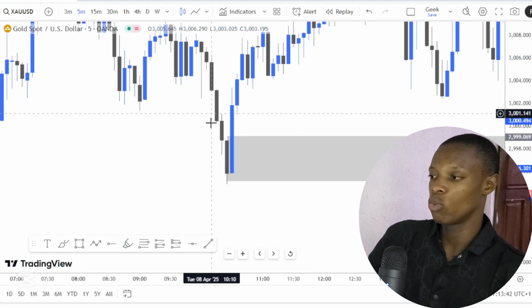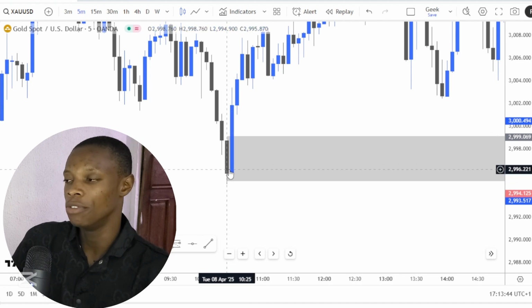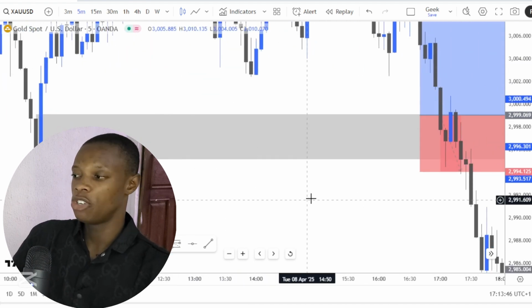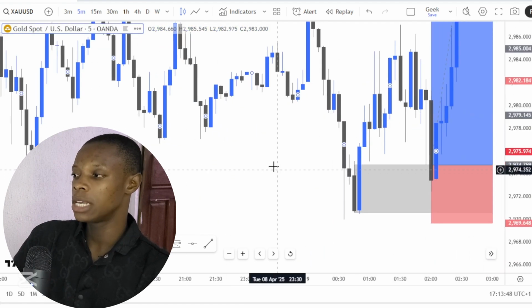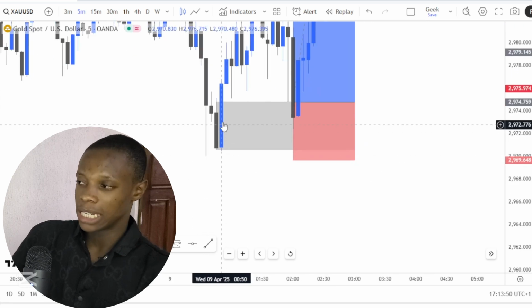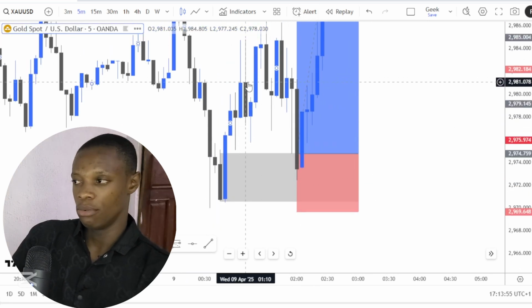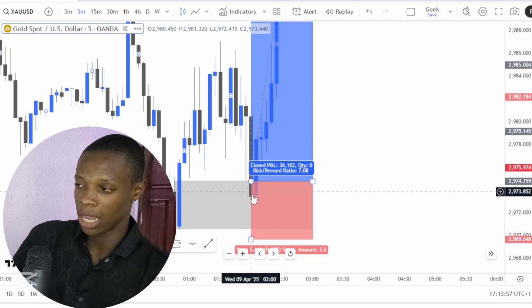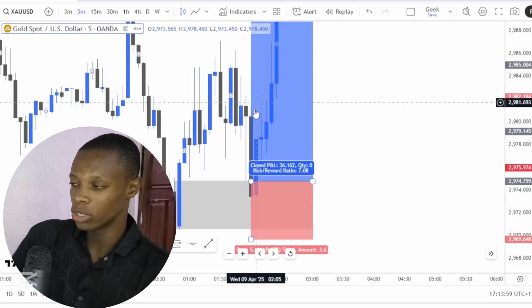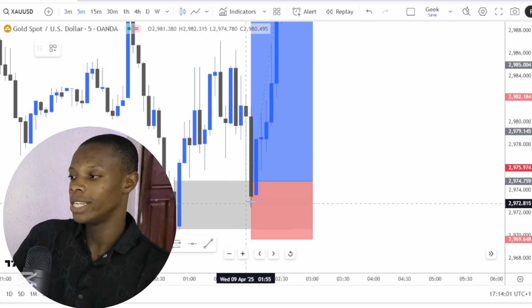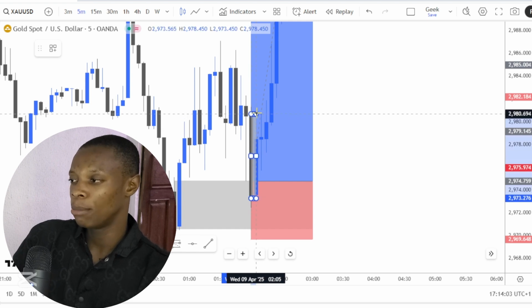You can easily see the price went down, and this was the last black candle it formed before pushing up. This same buy I took right here. This was the last black candle it formed before it started pushing up. So on tapping this order block, this was the last black candle it formed again, and this last black candle is also an order block on its own.